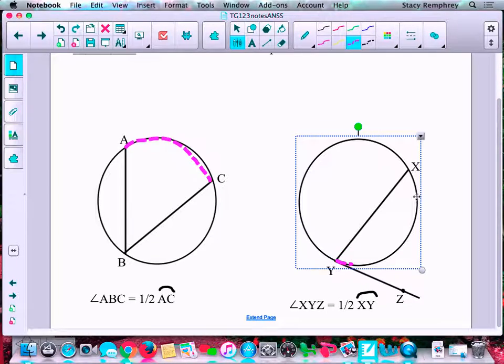This isn't really going to let me draw on this today, but it's the same idea. It's still equal to half the intercepted arc.